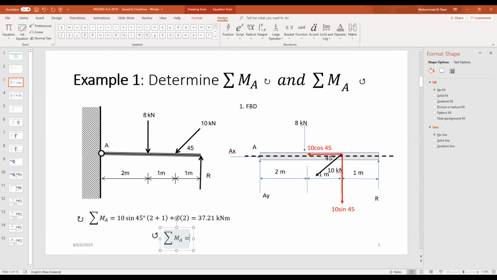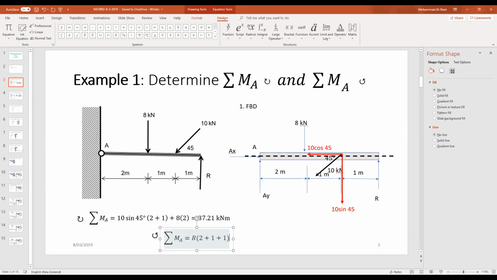So what do we have? The only force that will rotate that way is the R, so technically it is going in that direction. Therefore, what do I have? I have R as a force times distance. What's the distance? 2 plus 1 plus 1. So the distance is 4 meters. From R, rotating in that way, you have 1 plus 1 plus 2, which is 4.